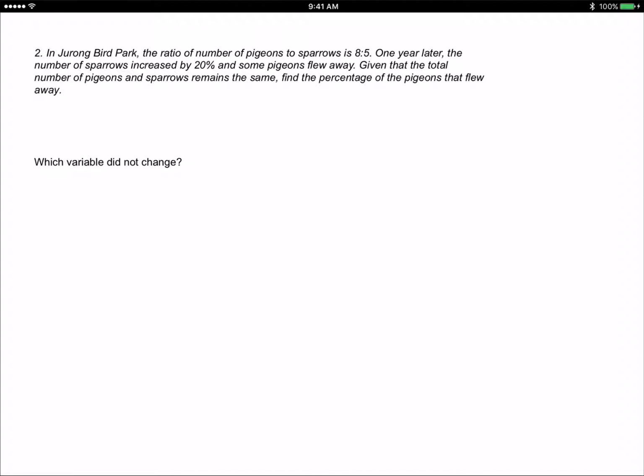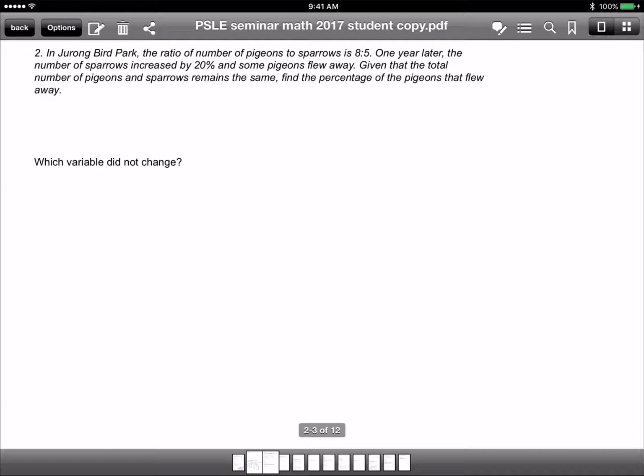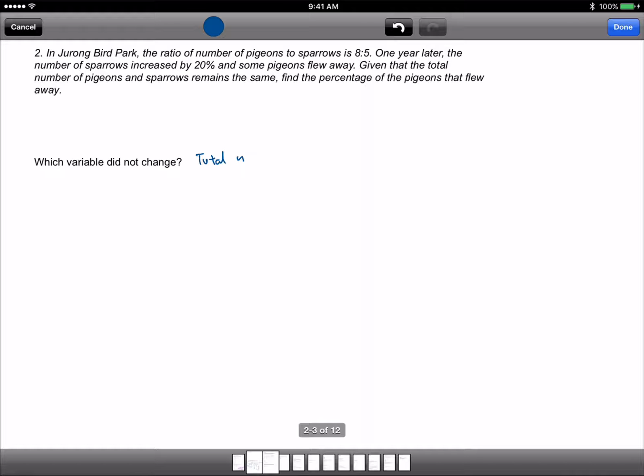So in Jurong Bird Park, the ratio of number of pigeons to sparrows is 8:5. 1 year later, the number of sparrows increased by 20%. So straight away I know some values which I can use. Right, first there are two variables here. Which variable did not change? It is the total number of birds, where it is mentioned the total number of pigeons and sparrows remains the same.